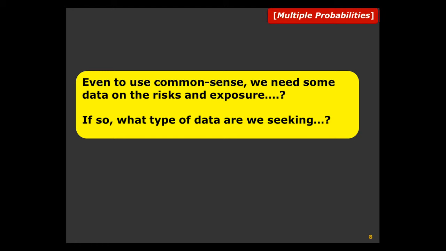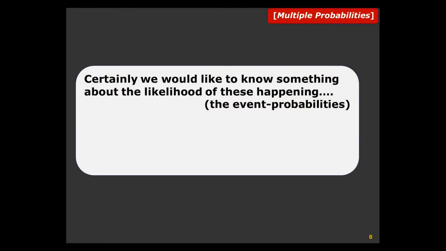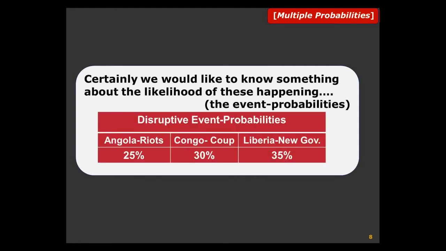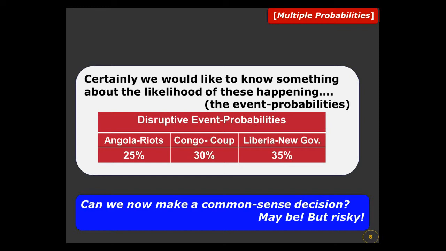If so, what type of data are we seeking? Certainly, we would like to know something about the likelihood of these events happening. This is what we call event probabilities. So let's put some numbers. Angola, there's a 25% chance of riots. Congo, there's a 30% chance of a coup. Liberia, there's a 35% chance of a new government. Can we now make a common sense decision? Maybe, but a bit risky, because we really don't know the impact of these events.